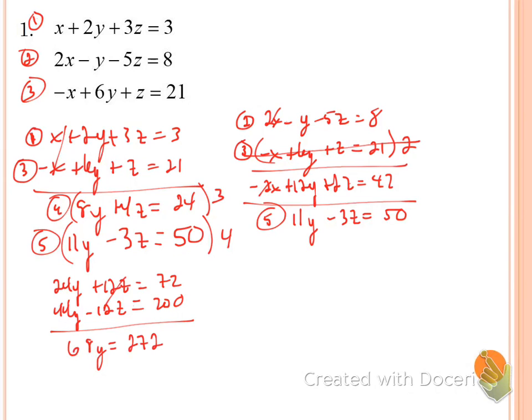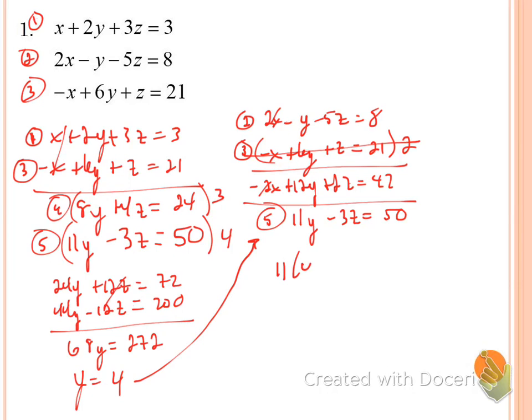Okay? All right, so we're going to divide both sides by 68 here and get 4. Okay? So, just like before with substitution, now that we know y is 4, we just got to plug in y. So we know one variable. We need to plug this into an equation that's got just 2 variables in it so we can solve for the other one. And equation 5 fits that.